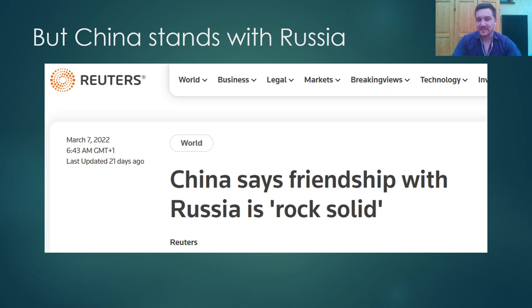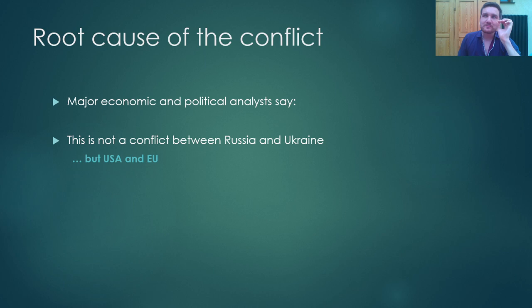So that's the point I'm trying to make: I would argue the root cause of the conflict, and major economic and political analysts agree, for example Michael Hudson or Zhang Weiwei, I think, is that this is not a conflict between Russia and Ukraine, but in fact the root causes of this conflict are an economic conflict between the United States and the European Union. So now let me explain this.